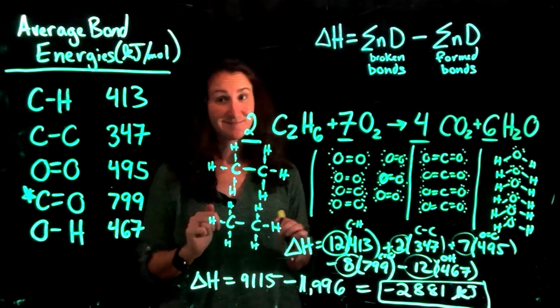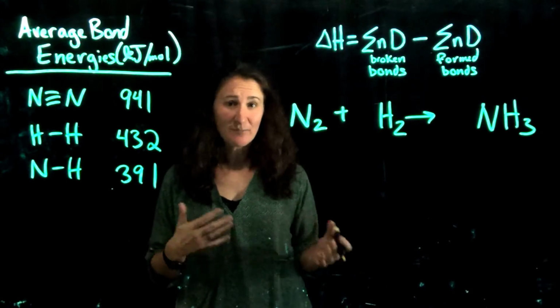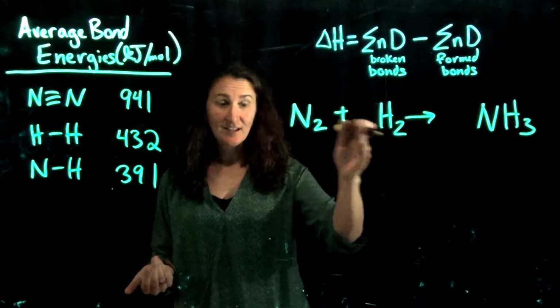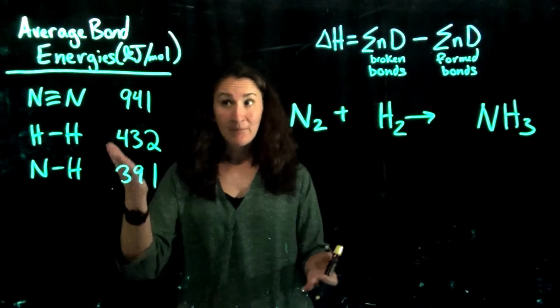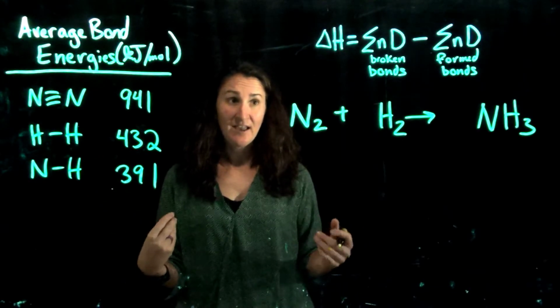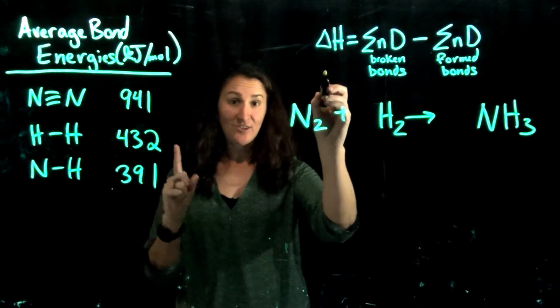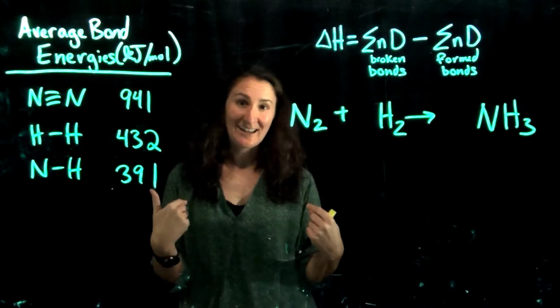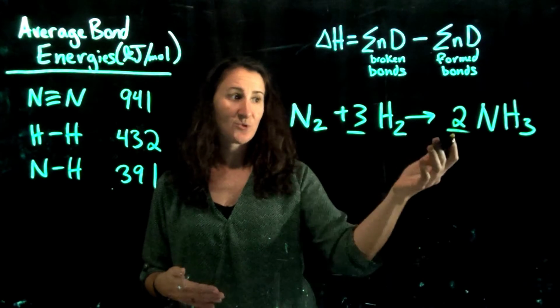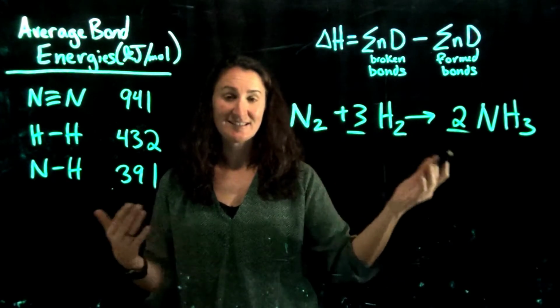Let's try another example. Let's do this one next. It's a little bit easier than the last one, so I want you to try and do it on your own. Balance it, draw the Lewis structures, predict the average bond energies, and then come back to this video and see if the calculated enthalpy value that you came up with matches the one that I came up with. If you balance this equation properly, you should have had 1, 3, and 2 to make it balance entirely.